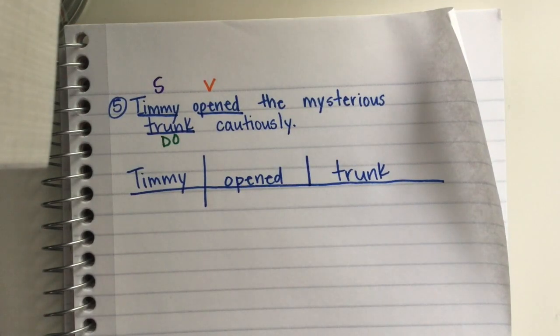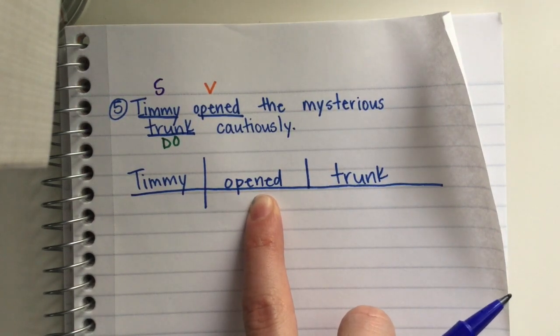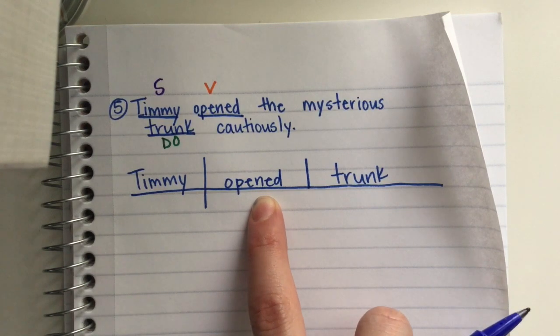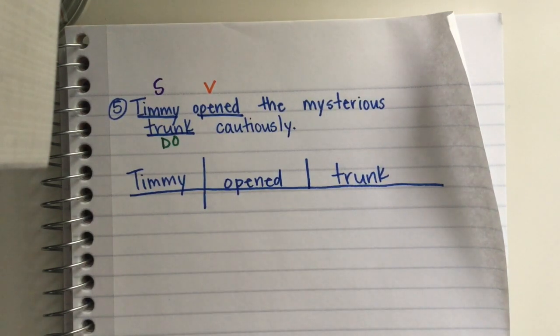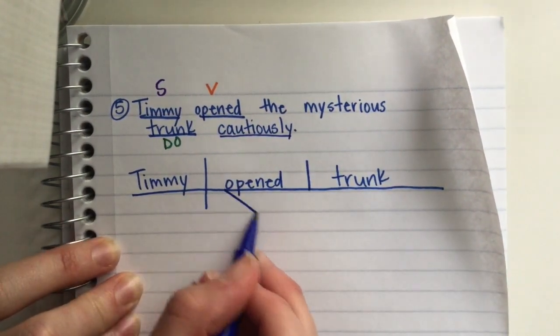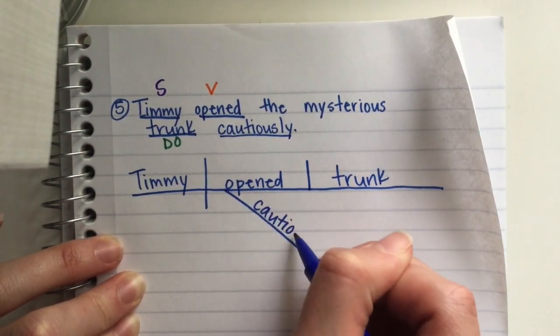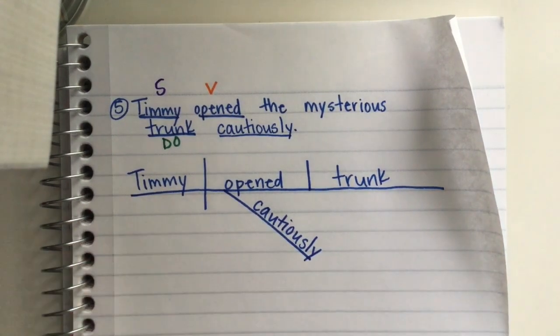We use trunk. So now we need to focus on the remainder of our sentence, so that's the articles and the adjectives. So first I want to focus on my verb. Is there a way that opened is being described in this sentence? So Timmy opened the mysterious trunk cautiously. How did he open it? He opened it cautiously. So cautiously, draw a line sideways. And we write cautiously, because that describes the manner and way in which he opened the trunk. So now we're left with the and mysterious.